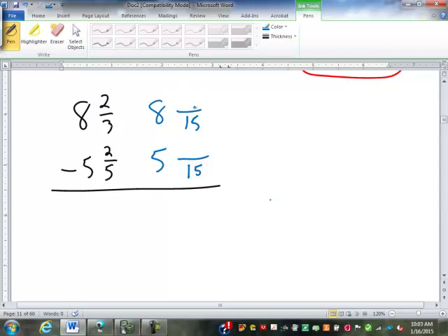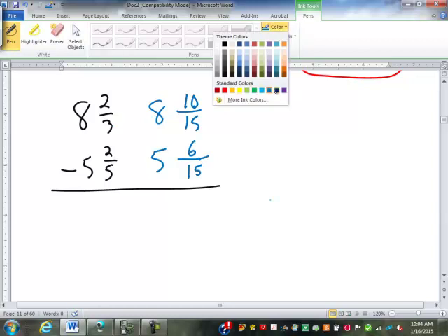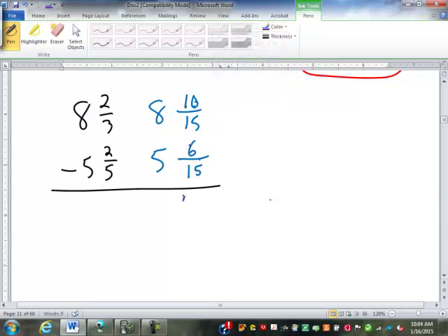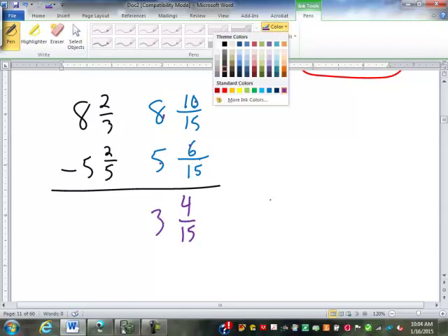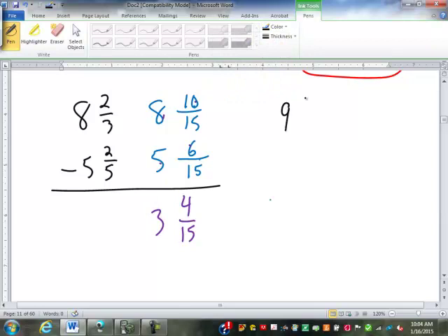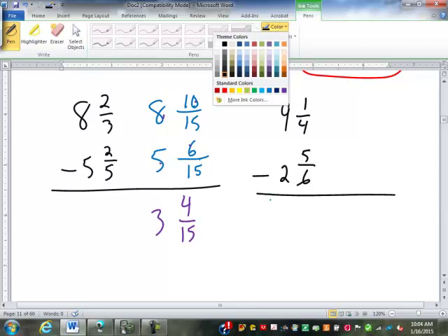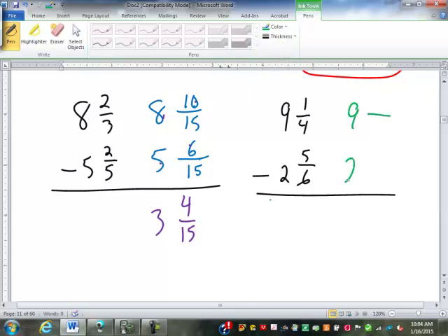This is going to become 10. Good, because 3 times 5, so 2 times 5. This will be 6. We go to subtract. 10 minus 6 is 4/15. 8 minus 5 is 3. That's not so bad. So here, common denominator will be 12. This will be 3 and 10.